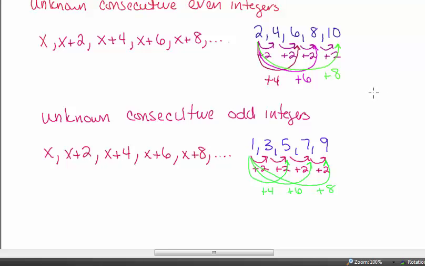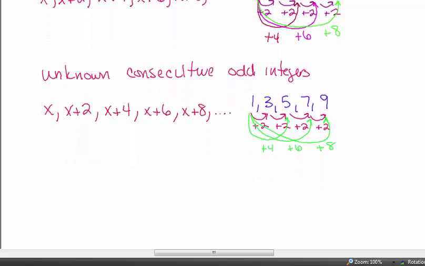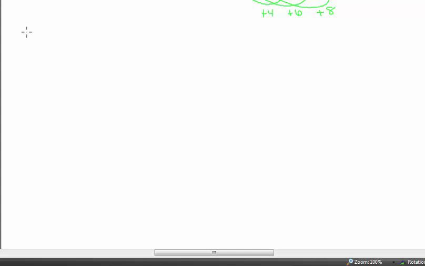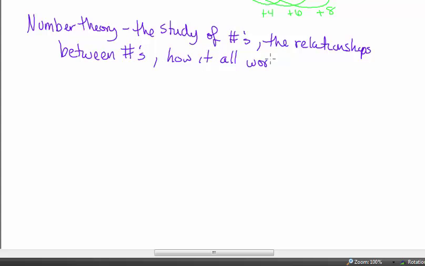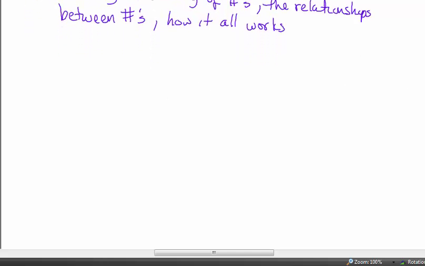Now what we will be told in the problem is to find 2 or 3 or 4 consecutive evens, consecutive odds, or just plain consecutive numbers. And this falls under a branch of mathematics called number theory. Number theory is the study of numbers, specifically the relationships between numbers and how it all works. It's a very interesting branch of mathematics. All right, so let's do some consecutive problems, some examples.